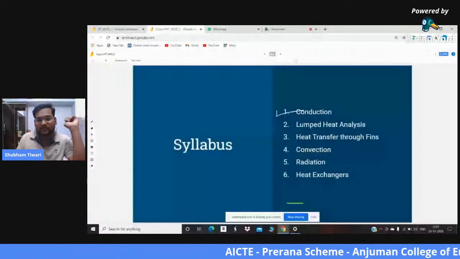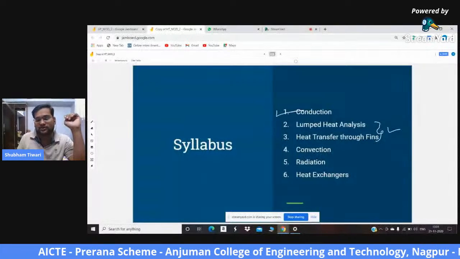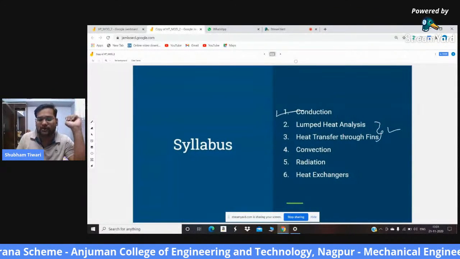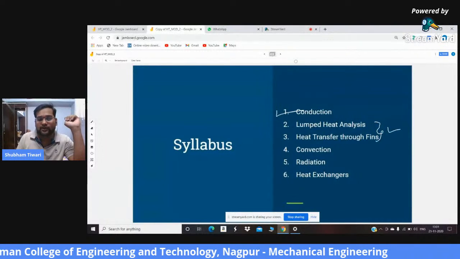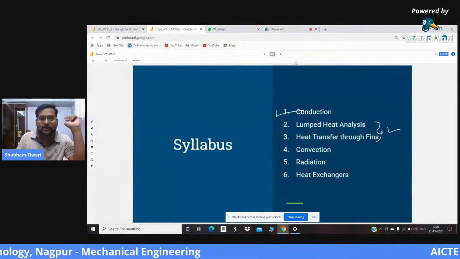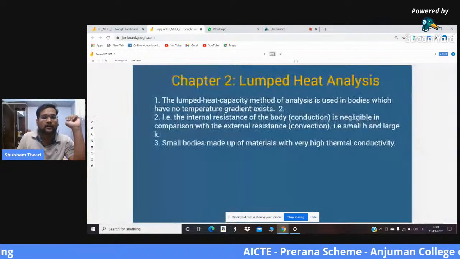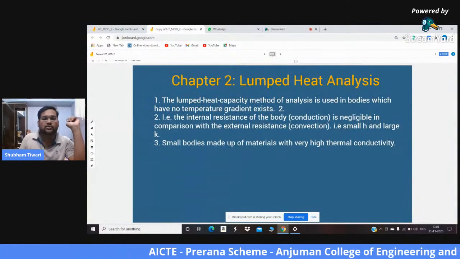In today's session, we will try to complete these two chapters. This is quite a big task, but we will try to do it because of the time limitations, and I think we can do it in a very efficient manner. So let us see what is lumped heat analysis.